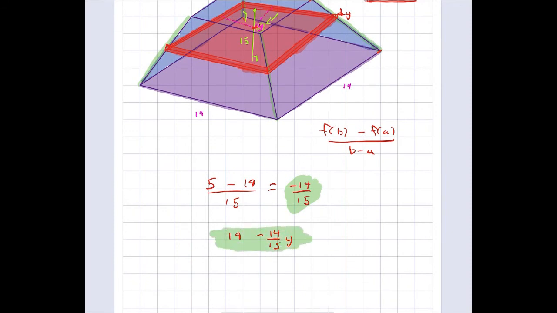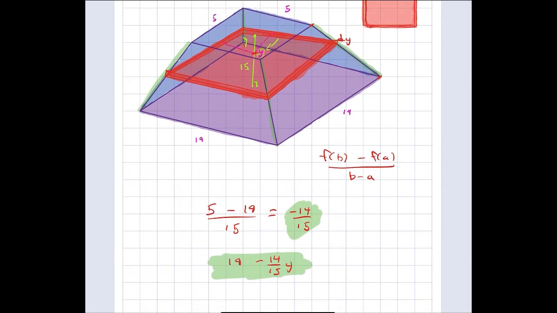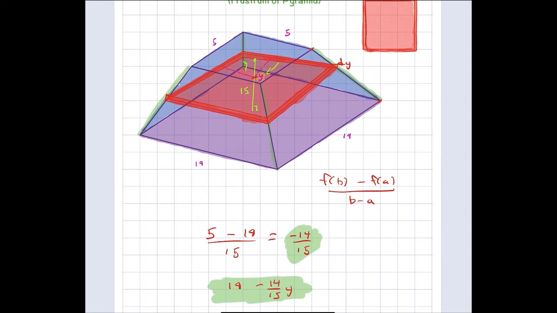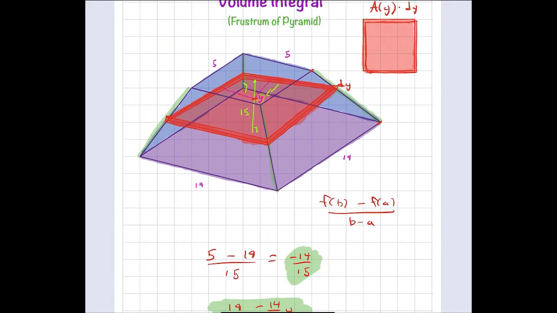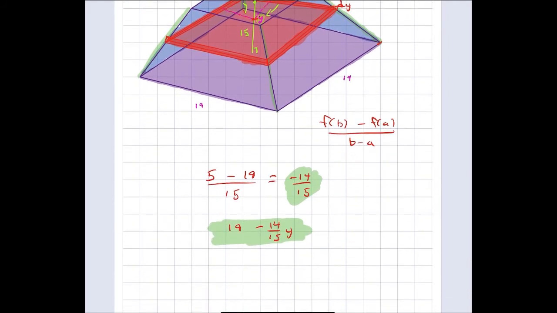And if this seems a bit weird, think about what happens when y goes from 0 to 15. When y is 0, this is 19. This is the base side length. When y is 15, it cancels, and we get negative 14, and 19 minus 14 is 5. So it's that top side length of 5. And from there, it's just changing linearly, as we can see with these sides being lines going up from the bottom to the top. It's changing linearly from 19 to 5.